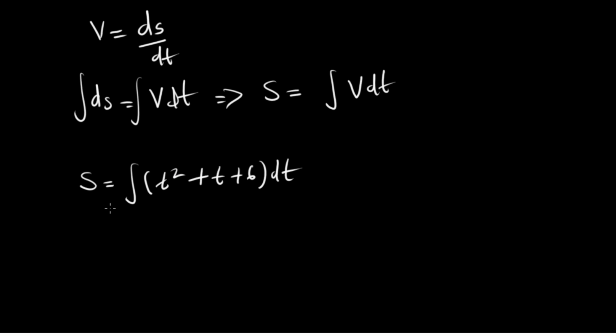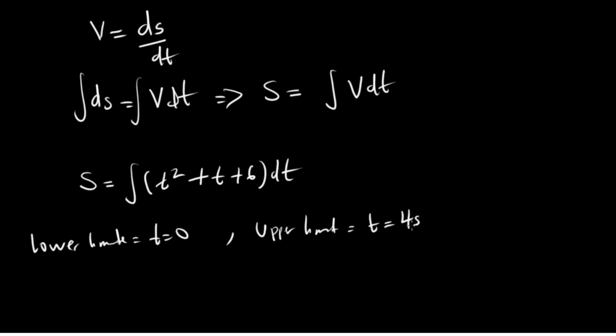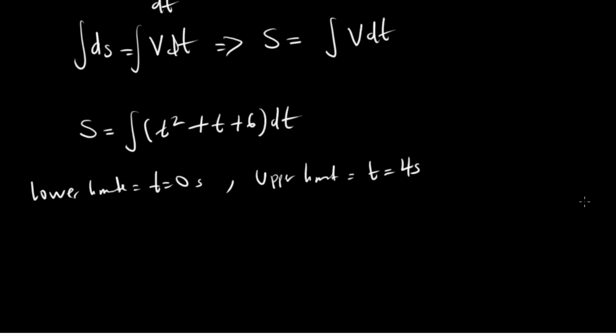So since we are integrating from point O to the point when t equal to 4 seconds, we have our lower limit as 0 at t equal to 0, and we are calculating up to when t equal to 4. So the upper limit is t equal to 4 seconds. So we can find our displacement s from 0 to 4 seconds, the integral of t squared plus t plus 6 dt.